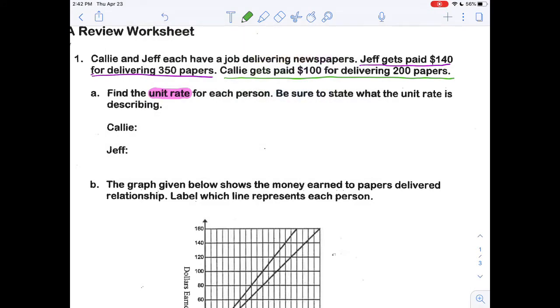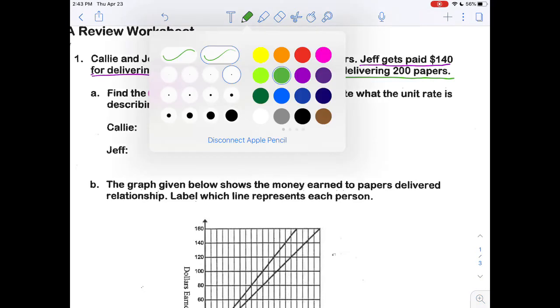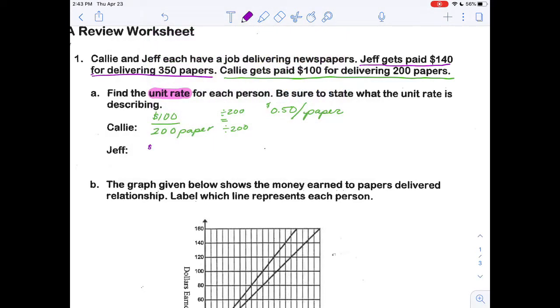To find that unit rate, remember your money for your ratio is going to go on top. It's for 200 papers, which means 100 over 200. I know you will reduce that, but a unit rate means I've got to divide by 200, top and bottom, because I need that denominator to be a 1. So what I'm going to get on the top is 50 cents. On the bottom, I'm going to have 1 paper, so that's 50 cents per paper that she's going to get paid.